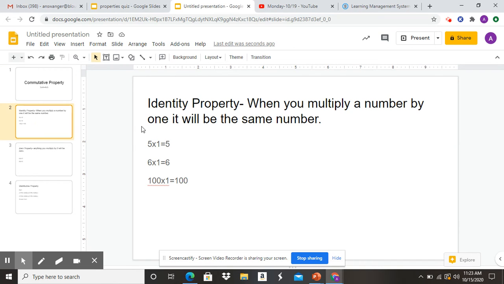The next property I'm going to go over is called the identity property. The identity property says that when you multiply a number by 1, it will be the same number. So if I say 5 times 1, it's going to be 5. 6 times 1 is going to be 6. 100 times 1 is going to be 100. The identity property just says that it doesn't matter what I multiply by 1, it's going to be that same number.